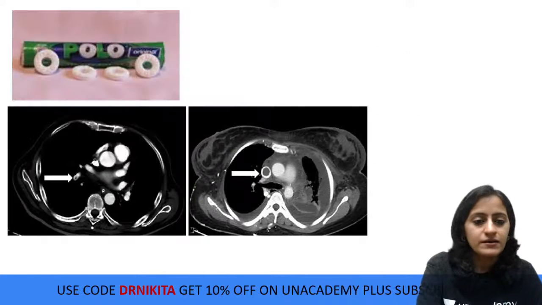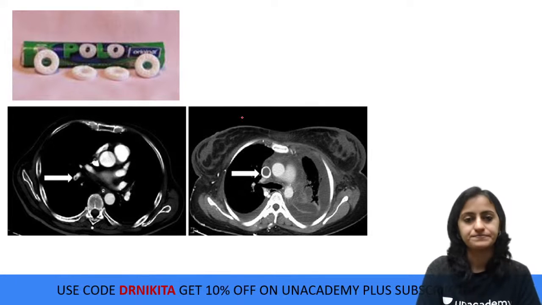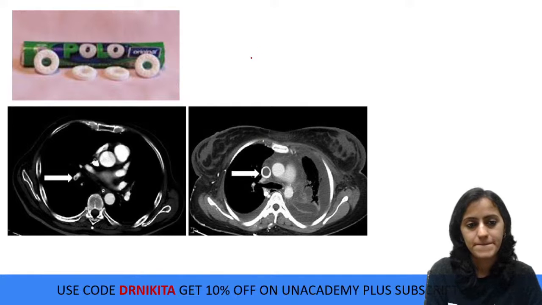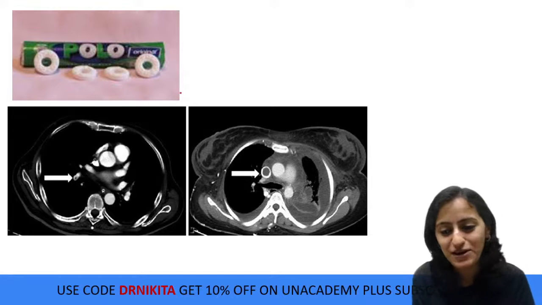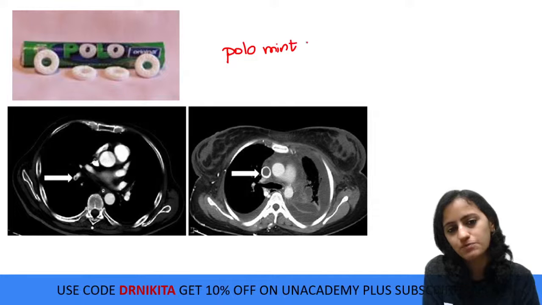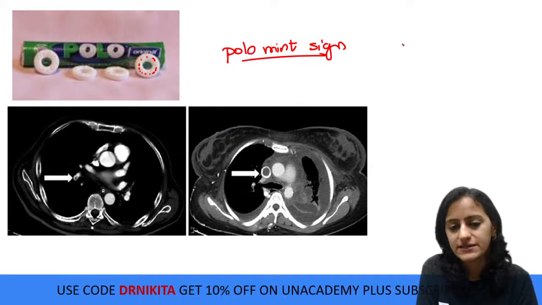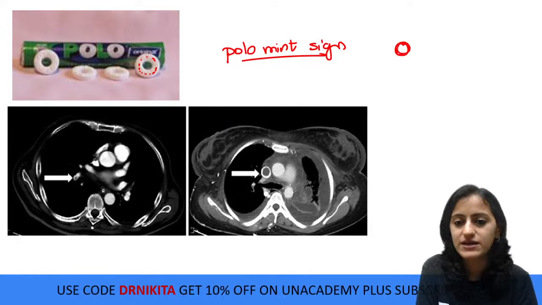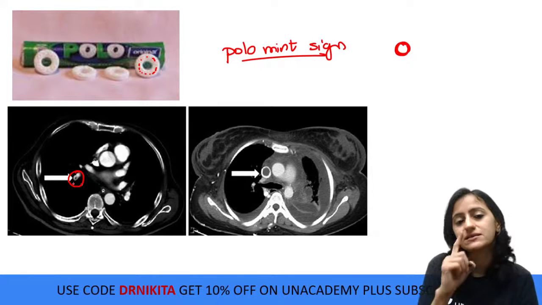Okay. Next one, I have already given you the clue there. What is this sign? I'm sure we all have had this in our childhood, or we might be having this even now. So this is your Polo Mint sign. Like the Polo Mint, the center is empty and the periphery is white. So center is empty and surrounding it is the white thing like you are seeing here.